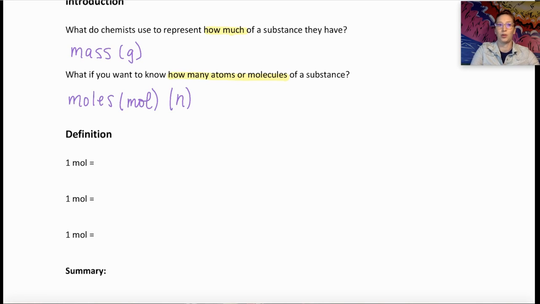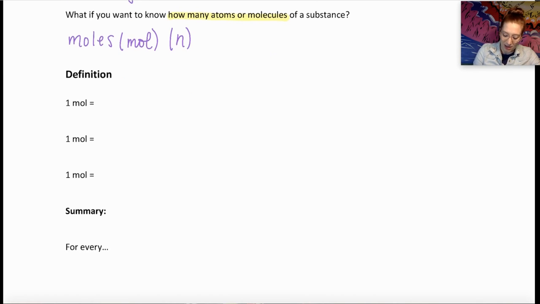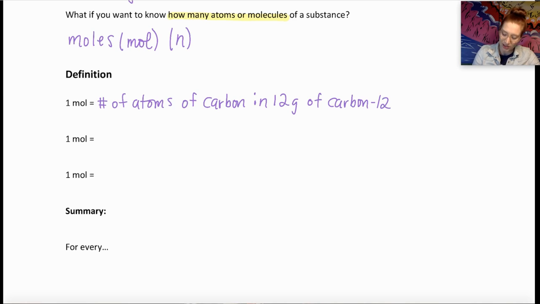So we're going to define moles in a few different ways. First of which is where this actual value and measurement originates from. And that is from the number of atoms of carbon in 12 grams of carbon-12. This is an isotope of carbon, which just means it's a type of carbon. We're going to get a little bit more into that very soon, but that's where this really comes from.